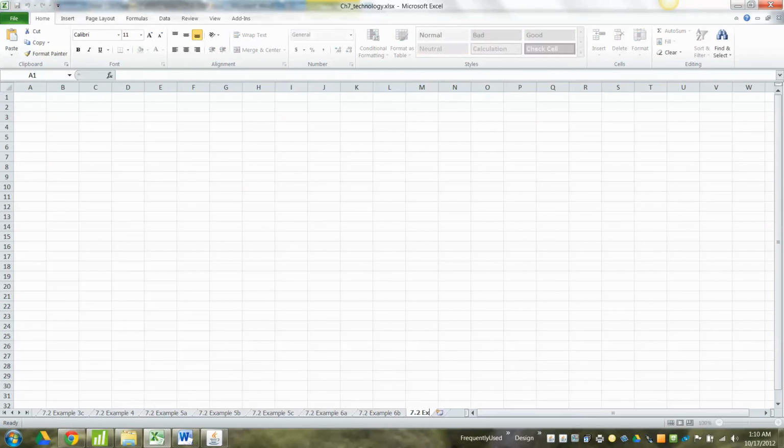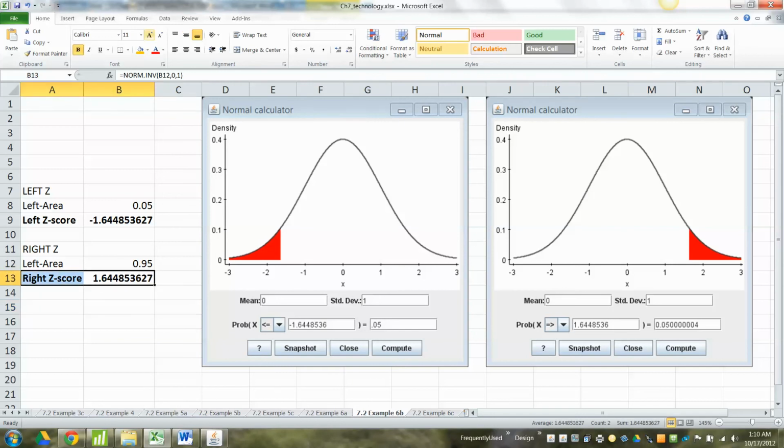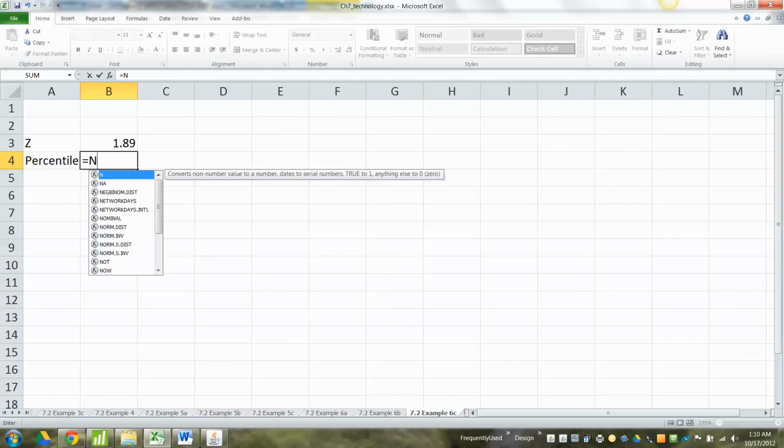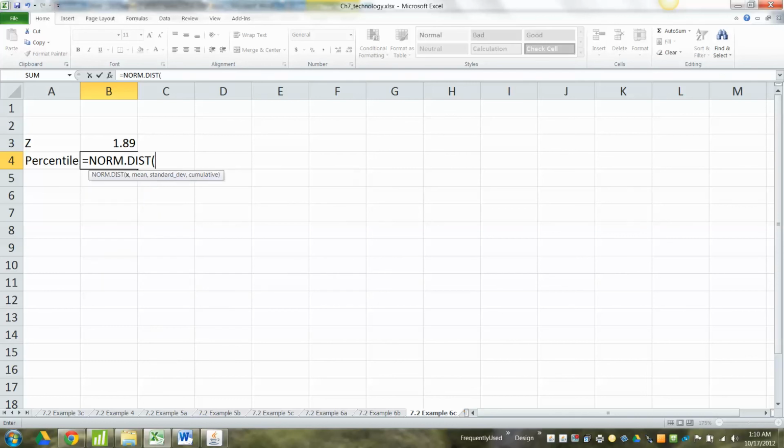7.2, example 6C. Oops, probably should have bolded these since these were our answers. There, give them a little paint. Okay, back we go. So for this one, we know the z-score is 1.89. Then that means the percentile is the percentage below, right? So it's equal to NORM.DIST, that value 1.89 comma 0 comma 1 comma true. There we go.